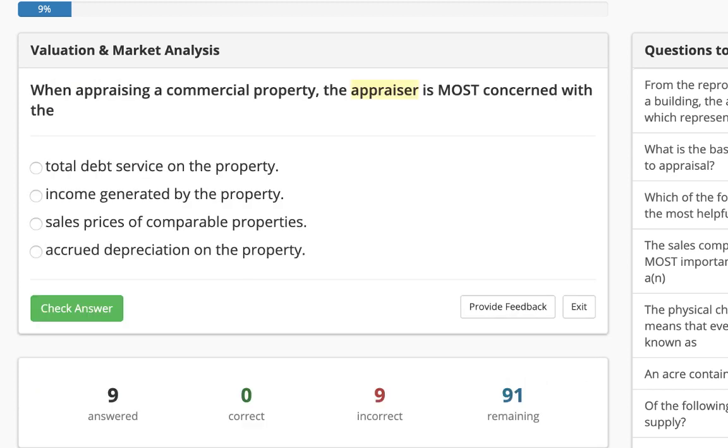When appraising a commercial property, the appraiser is most concerned with the A, total debt service on the property, B, income generated by the property, C, sales price of comparable properties, or D, accrued depreciation on the property. So again, we're talking appraisals here.